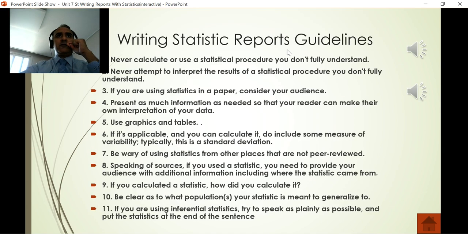Okay, first of all, let's look at writing statistics reports, some guidelines that you need to follow throughout your whole career. This is not just about your report. So first of all, never calculate statistical procedures you don't understand. I'm going to use the standard deviation, but I don't even know. It sounds good and it must be there, but I don't understand the standard deviation. I don't understand a correlation. I don't understand a coefficient of variation. Don't use them. If you don't understand them, don't use them. Use those that you understand. And the same thing, don't interpret the results of things you don't get. If you don't understand it, don't try it.